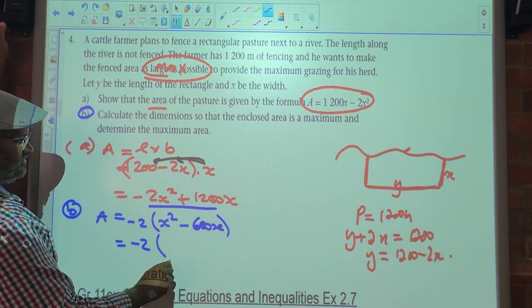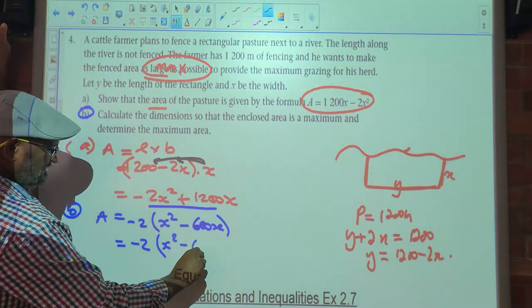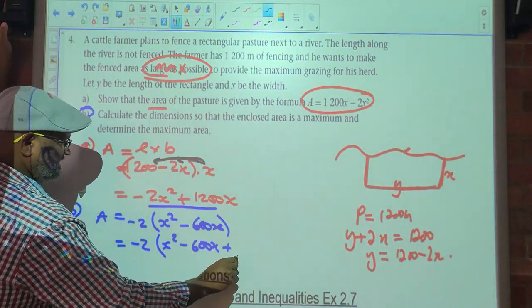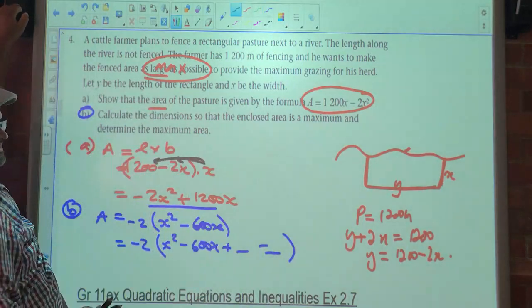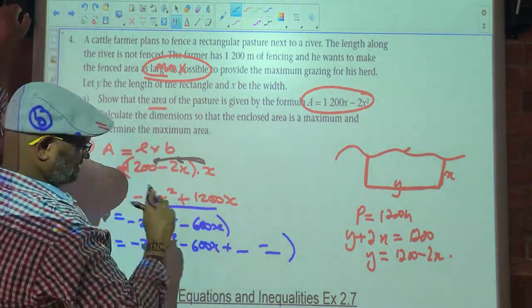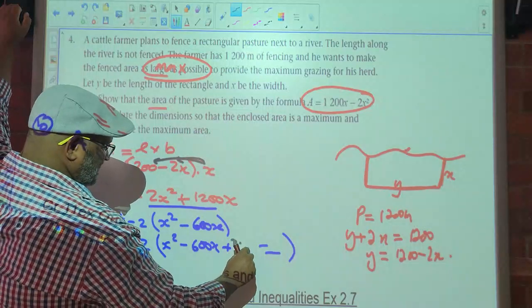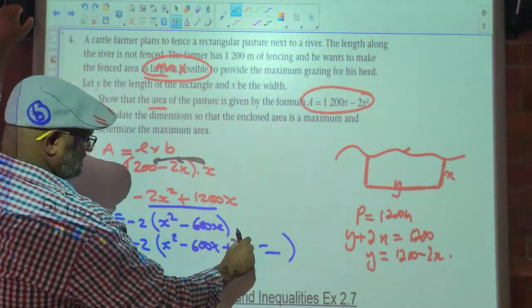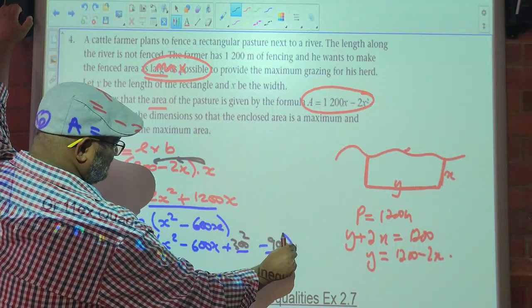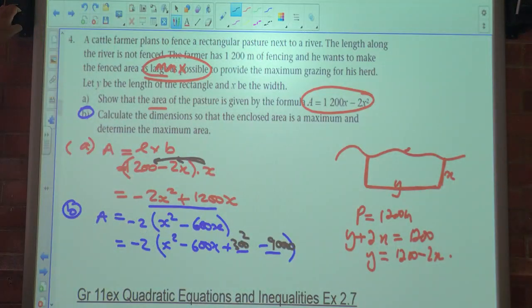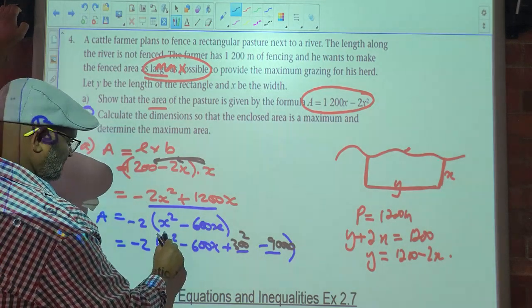We've got negative 2 into x squared minus 600x plus a number minus that same number. And what is the number in this case? So half times 600, which is 300. 300 squared is 90,000. Okay, just check there. Yeah, see, you can reach for your calculator.